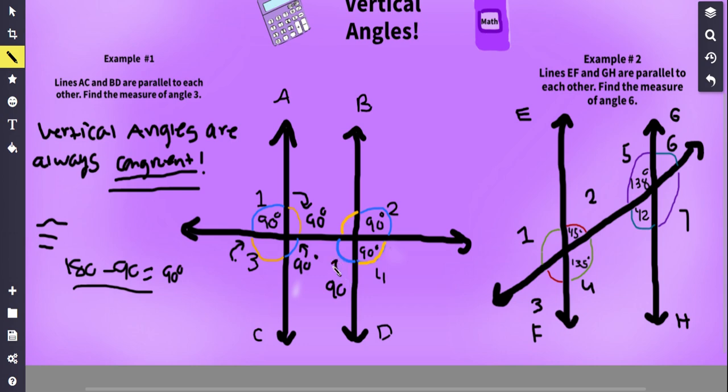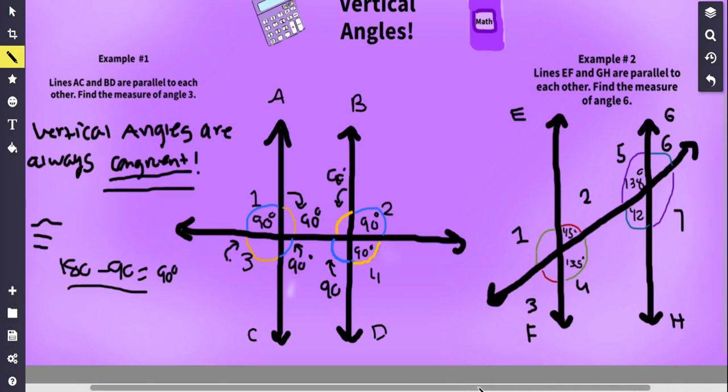So this opposite blue angle from angle 2 will be 90 degrees. This opposite yellow angle from this 90 degree angle will also be 90, because again, they're opposite angles. So it's pretty simple when we know the opposite angles are congruent.